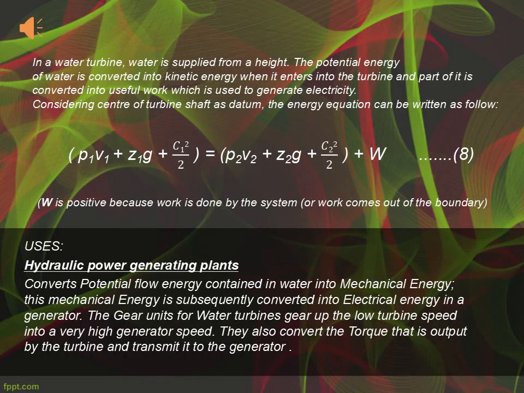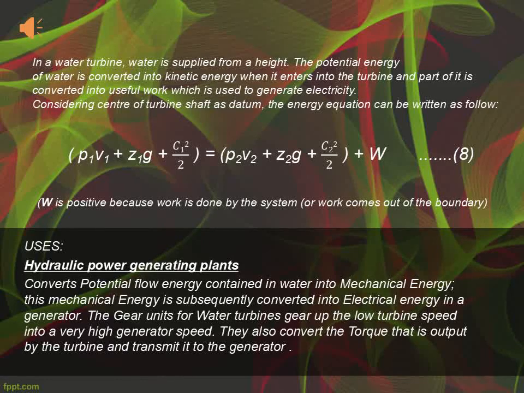In a water turbine, water is supplied from a height. The potential energy of water is converted into kinetic energy when it enters into the turbine, and part of it is converted into useful work, which is used to generate electricity. Considering the center of turbine shaft as datum, the energy equation can be expressed as given in equation 8, where W is positive because work is done by the system.